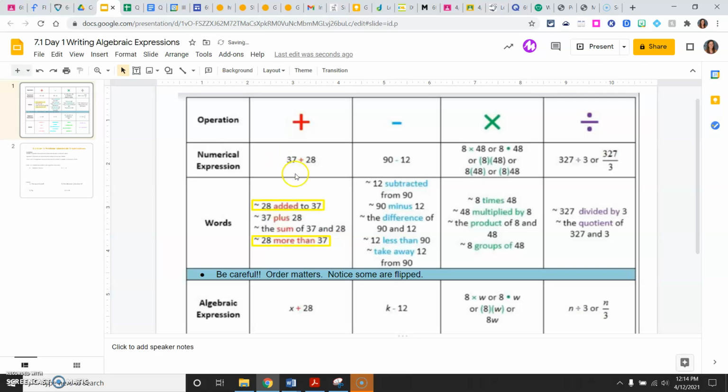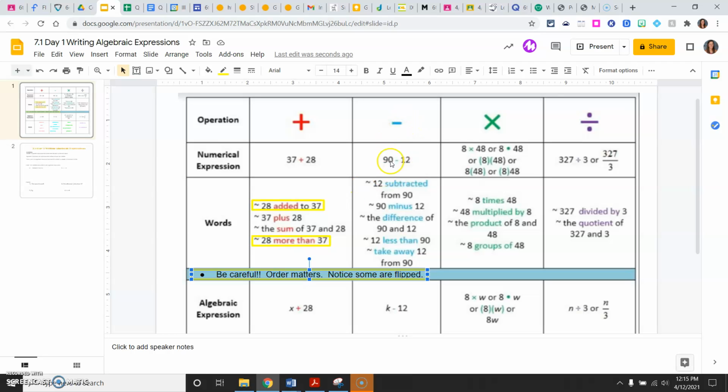Here's why. If you notice, here 37 comes first and 28 comes first. On 2 of these 4 examples, plus and sum, they stay in that order. But added to and more than are kind of what we call flip-flop words. I'm actually going to put this down here. And I want to point that out because it's going to change the order of the way your problem is written a little. And so I want you to make sure you're familiar with that.